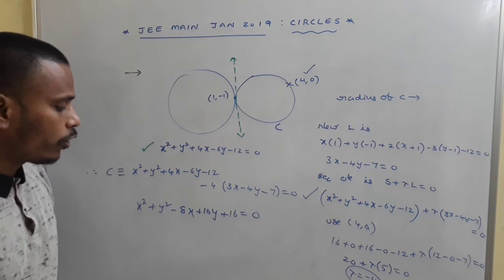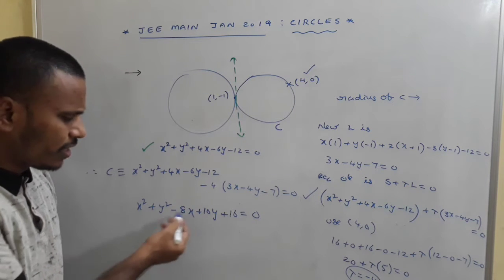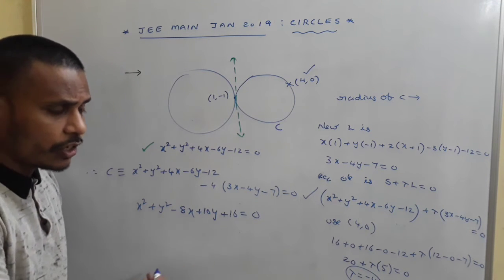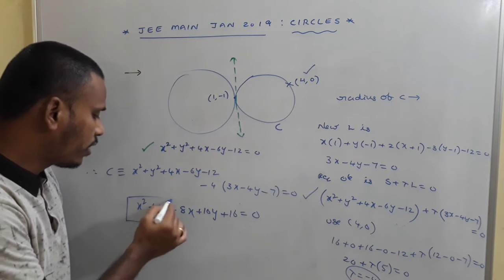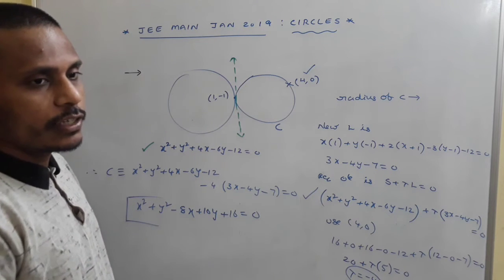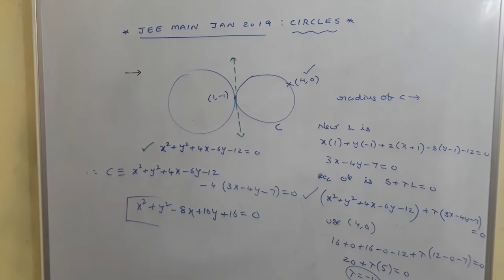From there we need to find out the radius of the circle. Center (g, f) can be found, and from there the radius can also be found. This is the circle equation. We need to find the radius for this circle equation. So find out your radius.